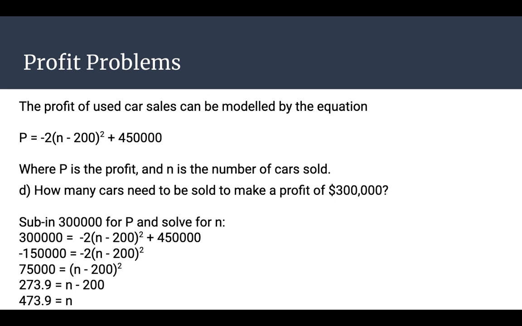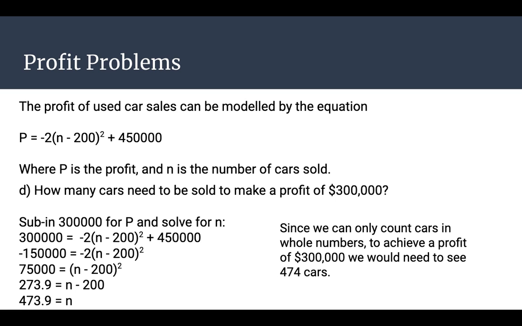So 473.9 equals n. You may be tempted just to write down we need to sell 473.9 cars, but we can't sell 0.9 of a car. We can only count cars in whole numbers. So to achieve a profit of 300,000, you would need to sell 474 cars because 473 cars wouldn't get you enough to get to 300,000. So we'll have to go over a bit.